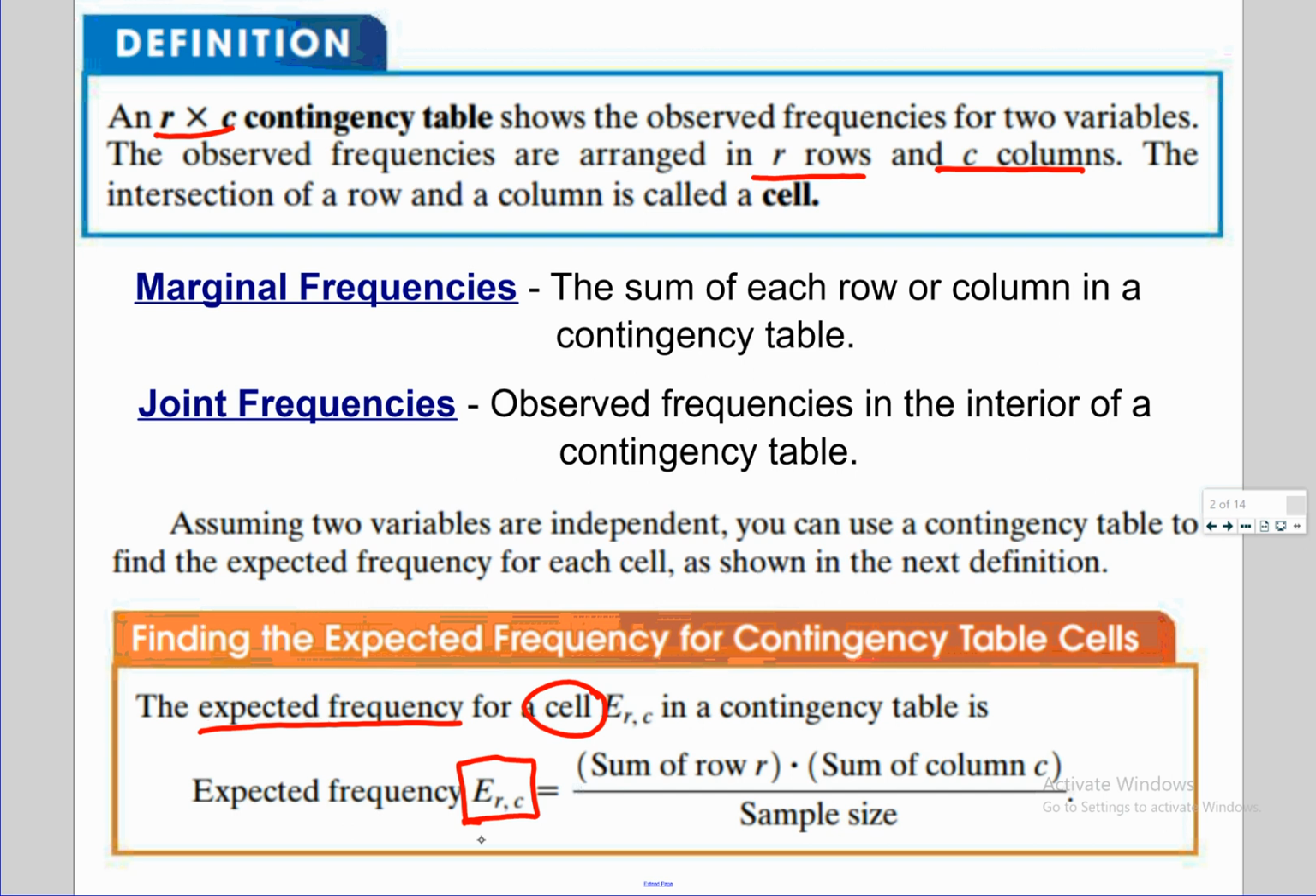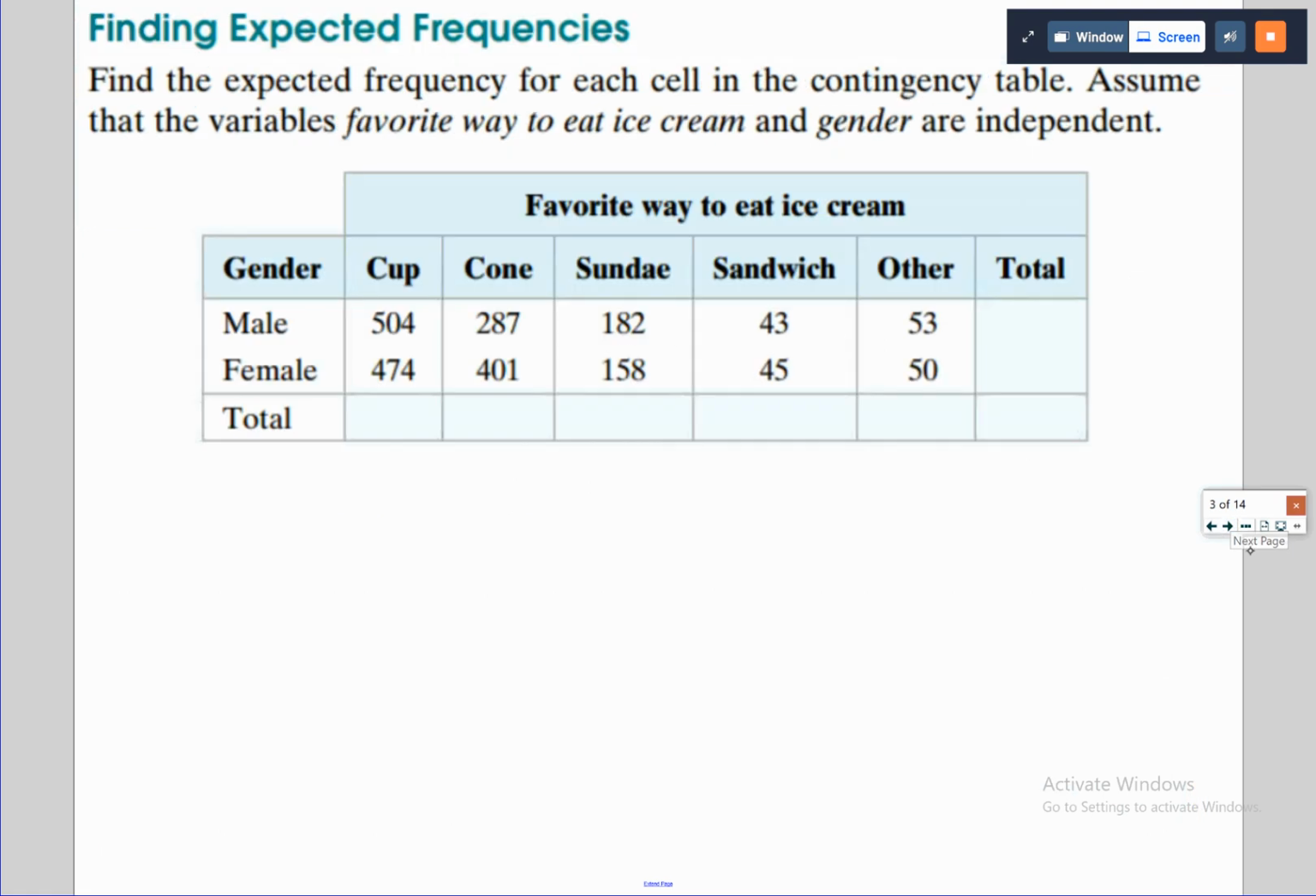What we're going to do is use the marginal frequencies. We're going to take the sum of that row, the sum of that column, and then divide by the sample size n. Within the table, we have observed frequencies, but now we can also calculate the expected frequencies for each of those values as well. And then we'll be comparing those when we do our test for independence. So we're going to do an example of that first, getting those expected frequencies.